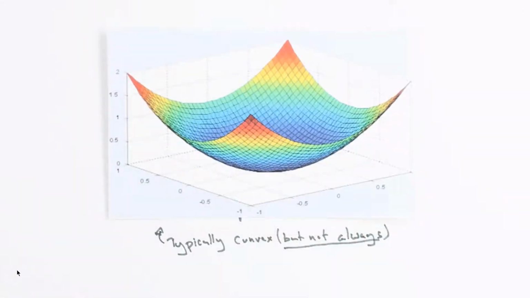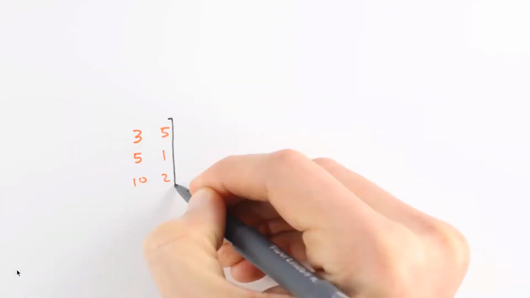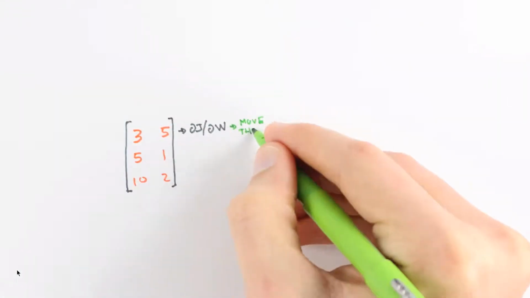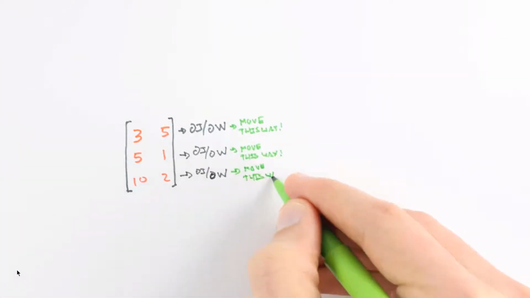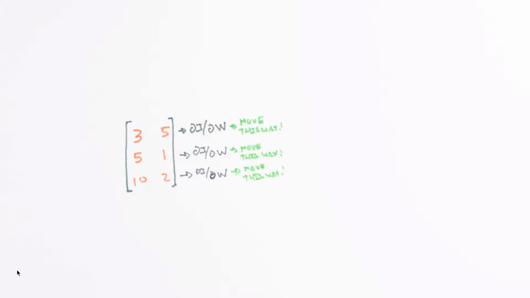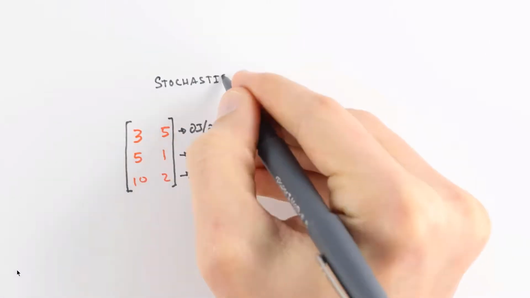Another piece of the puzzle here is that depending on how we use our data, it might not matter if our function is convex or not. If we use our examples one at a time instead of all at once, sometimes it won't matter if our function is convex. We will still find a good solution. This is called stochastic gradient descent.